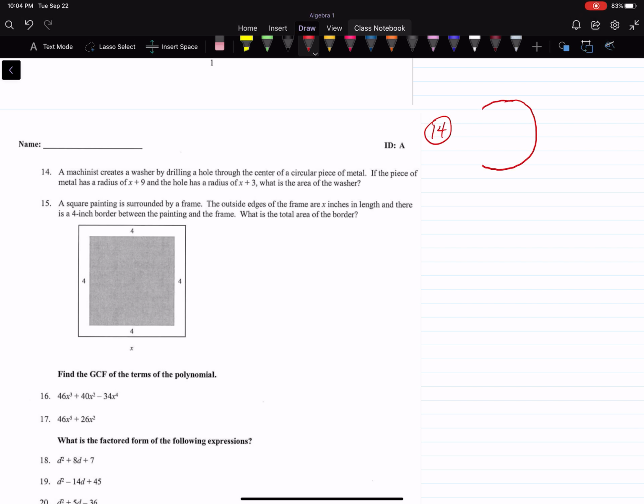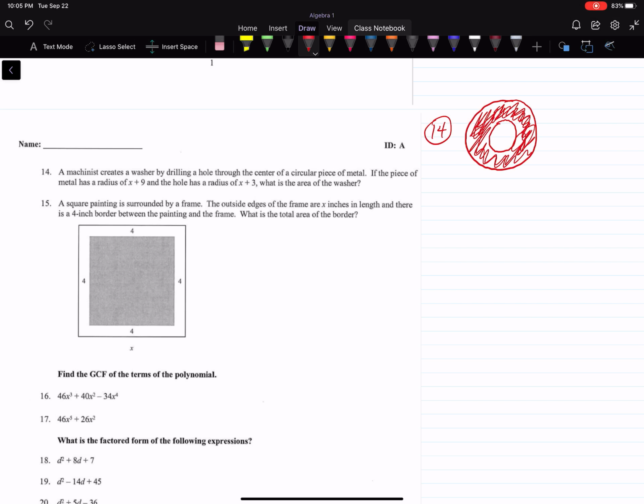All right. Sorry if my circle's not up to your specifications. So that's the piece of metal. Here is the hole in the washer. Basically they want to know what is the area of the washer. So what's the area here? What's the area of the donut looking type thing?